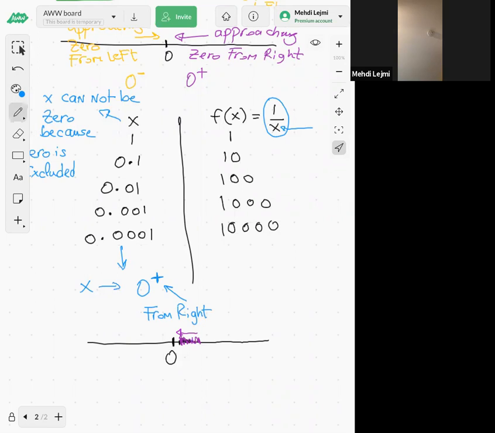Now, what happens to the values of f of x? Well, they are 10, 100, 1,000, 10,000, etc. So they're getting larger and larger. They are actually approaching infinity. So f of x here is approaching positive infinity. They're getting larger and larger.